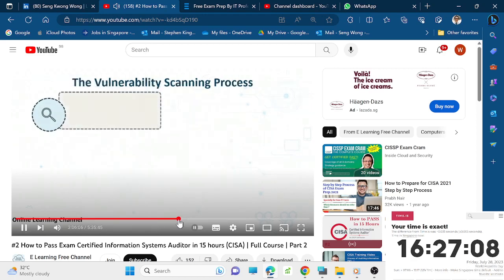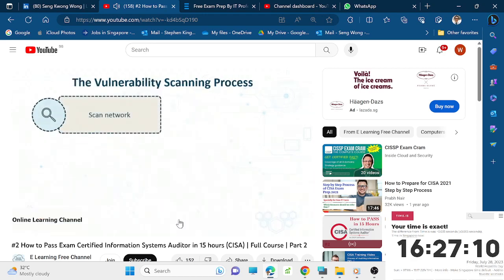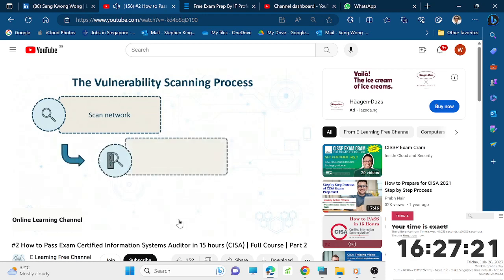The vulnerability scanning process starts with scanning the network. Now remember that vulnerability scanning might be conducted by legitimate users as well as malicious users. Either way, access to the network would be required in order to scan the network.